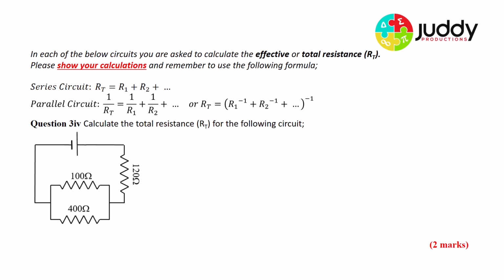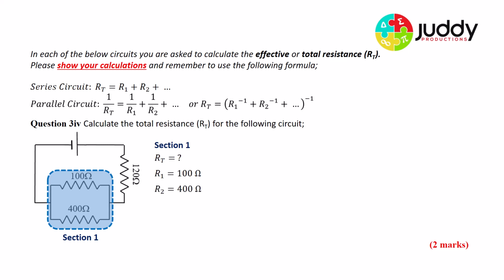Question 3.4. Calculate the total resistance RT for the following circuit. Again, pause, and we'll go through the answers shortly. Section 1 is a 100 and a 400 in parallel, so we want to know the total resistance. First resistance is 100, second resistance is 400. In parallel, so we use the parallel resistance equation, and that gives the total resistance of 80.